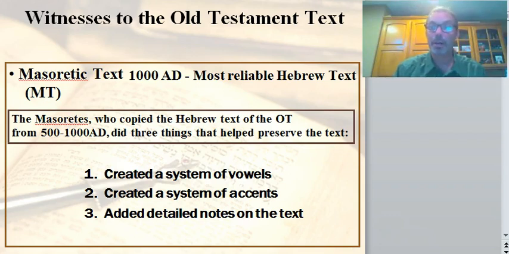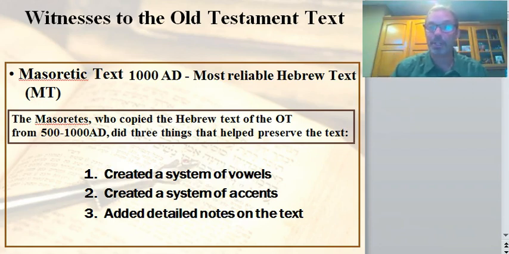And then the final thing that the Masoretes did was that they added detailed notes on the text. For example, they would write at the end of each book, and then at the end of the Torah, the first 5 books, exactly how many letters were in that book or in the Torah, how many verses. They identified the middle word of the Torah, the middle letter of the Torah, and whoever was copying a book or the entire Torah would have to count those letters and words and verses, and if it didn't have the exact number, then it would have to be scrapped and they would have to start over.